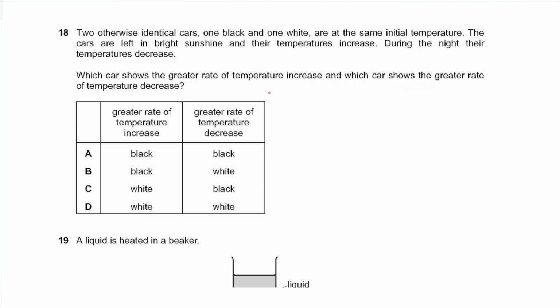So for increase in temperature, that would be absorption of infrared radiation. That would be the black surface, which is a better absorber of infrared radiation. And for decrease in temperature, that would be emission of infrared radiation. And again, black surfaces are the better emitters of infrared radiation. So the common choice here is A.